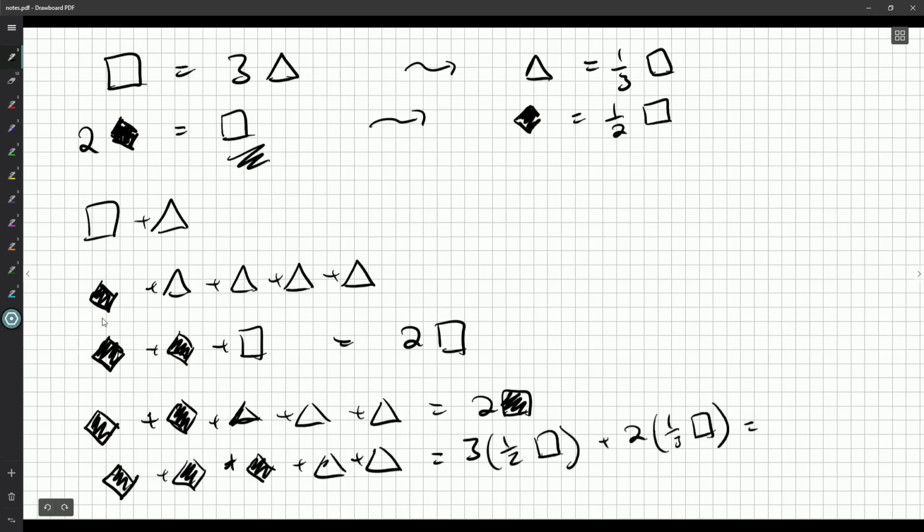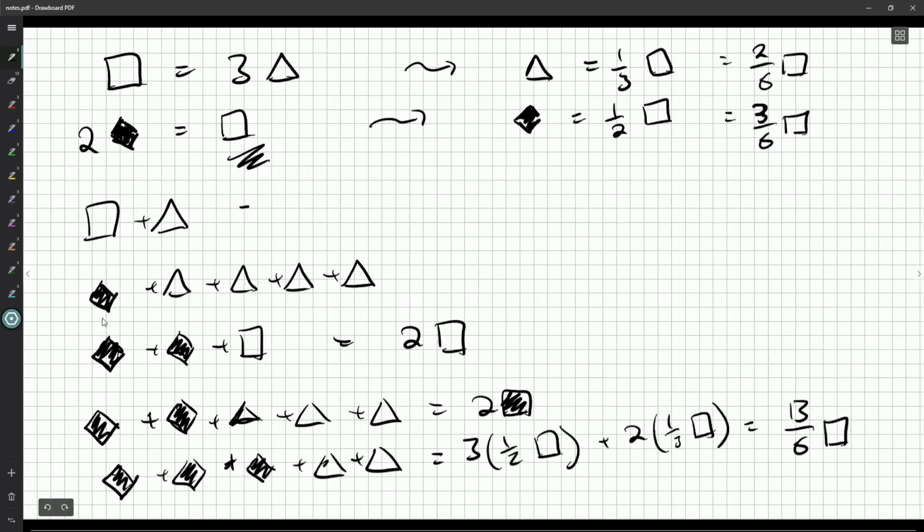You can get a common denominator. I suppose instead we could say this is 2 sixths of a square, and this is 3 sixths of a square. Then we'd have 9 sixths plus 4 sixths, 13 sixths of a square is what the bottom represents. We could fill in these other ones. Square plus triangle, that's going to be 4 thirds of a square. 3 triangles is a square. And a diamond is 3 sixths. A triangle is 2 sixths. So that's 5 sixths plus 1. So that's going to be 11 sixths of a square. So that's what B would represent.